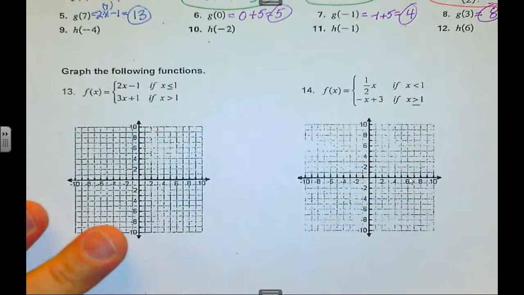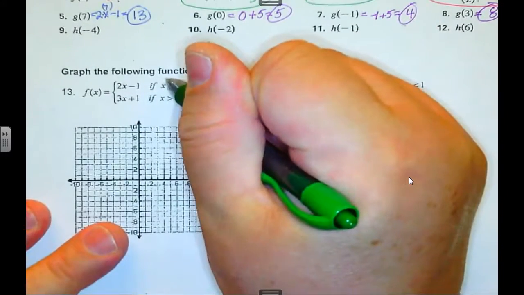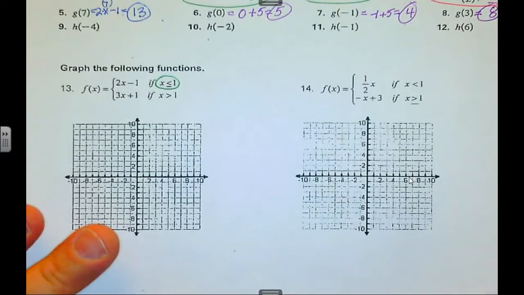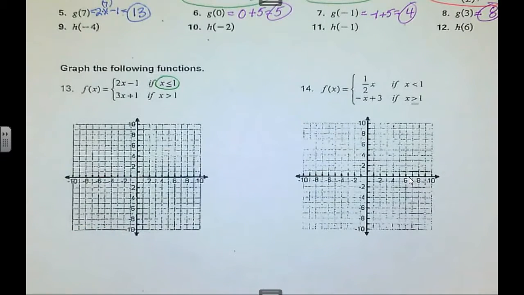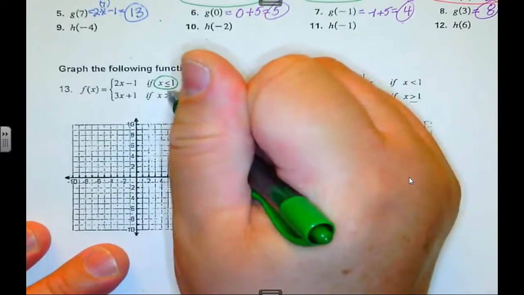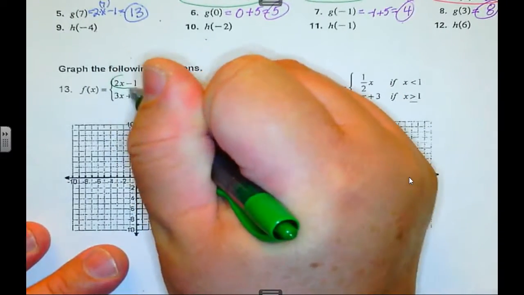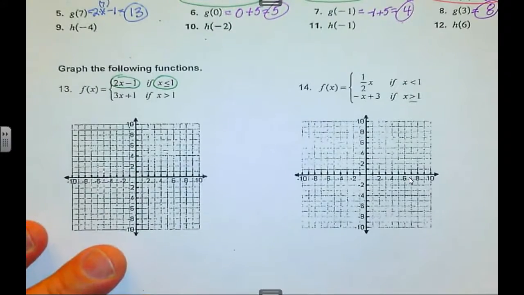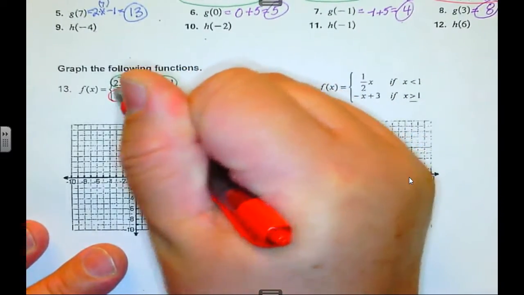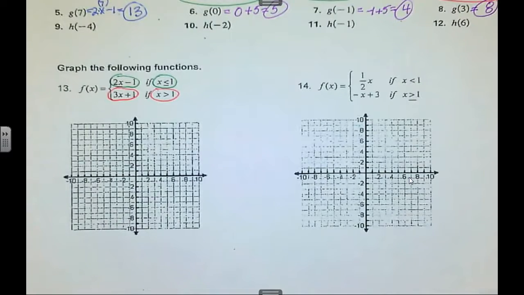Here's my restrictions. If x is less than or equal to 1, I use the algebraic expression 2x minus 1. You could use a calculator for this. I think it's almost easier without a calculator. If x is greater than 1, then I use the algebraic expression 3x plus 1.